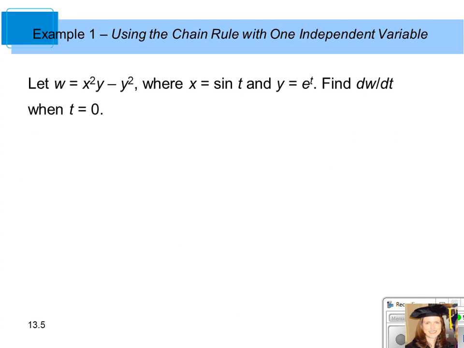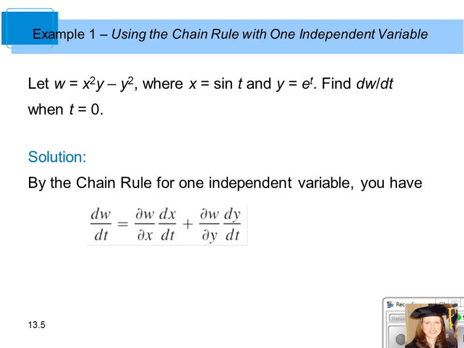Here's an example where we have w equals x squared y minus y squared. So again, w is a function of two variables. And you have another equation, x equals sine t and y equals e to the t. Find the derivative of w with respect to t when t equals 0. And we're going to be using the chain rule with partial derivatives. So this is the formula that we're going to use.